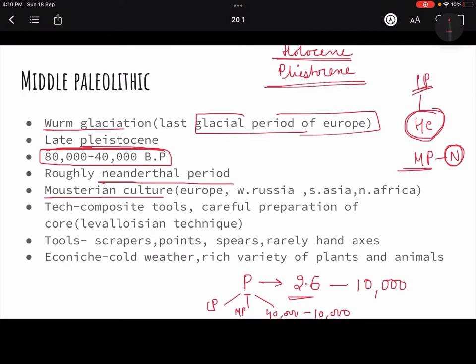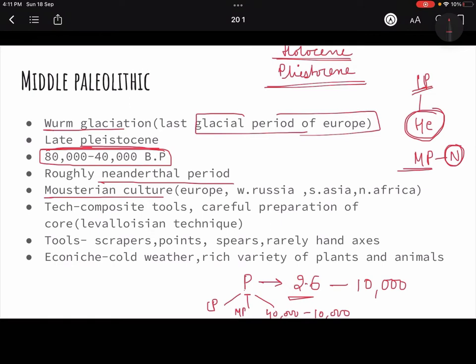Mousterier is a place in France. So all of these are French names, so you don't need to get confused. Like if I say Harappan culture, that is because it existed in Harappa, right? Indus Valley, because that existed in the Indus Valley. So the names are put according to the place where they are found mostly, right?